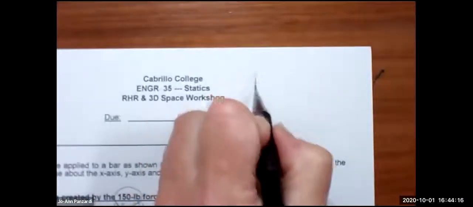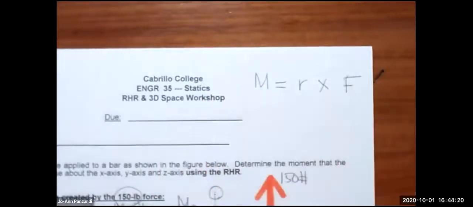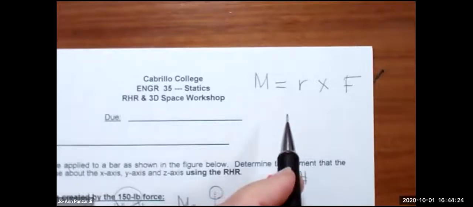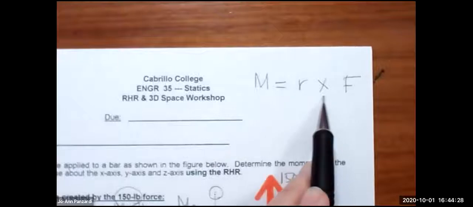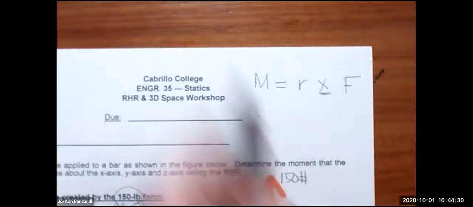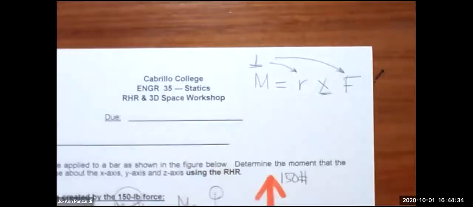I'm going to do it up on the side. Even though we're not doing this vectorially, we're doing it using the right-hand rule. Is everybody with me? Look at me, or look at the paper. The moment is equal to R cross F. It's a cross product, which means this vector is perpendicular to this vector and this together.